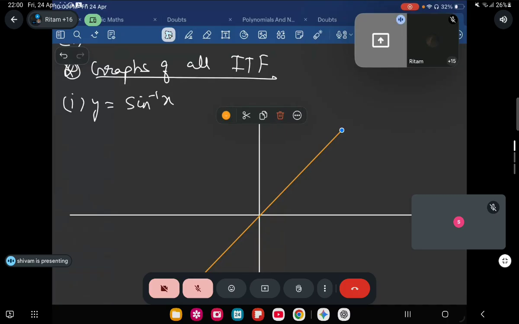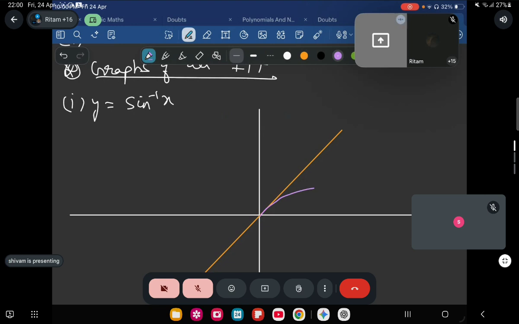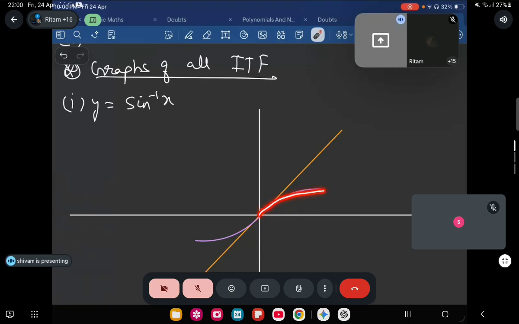Y equal to x is the mirror. Okay. This is y equal to sin x. This purple line, y is equal to sin x. I hope you people can understand. So what will be sin inverse x? The mirror image of this branch will be like this, and the mirror image of this branch will be like this. So it will look somewhat like this. This green one is the graph of sin inverse x.